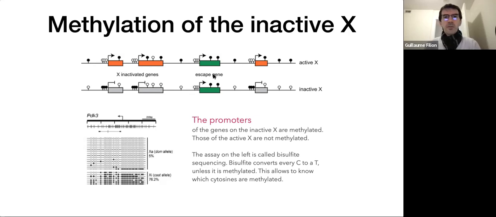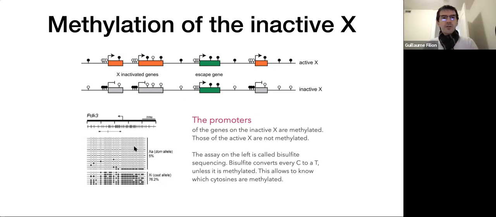There are these escape genes, the ones that are, there are very few. We're talking of, let's say, 10 to 15 that are active on both the active X and the inactive X. So these ones don't have methylation of the promoters. And the other usual normal genes, their promoters are methylated, but the bodies of the genes are actually less methylated.